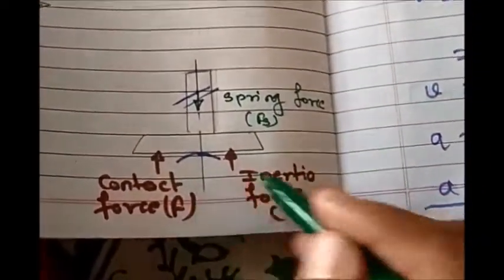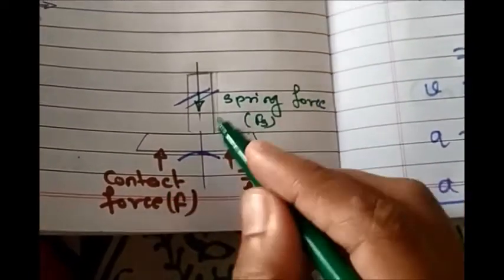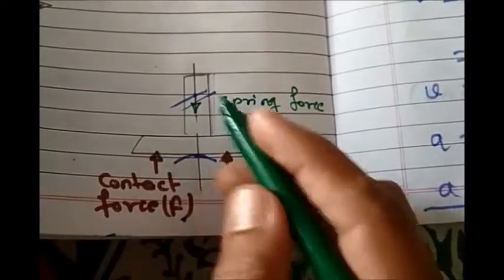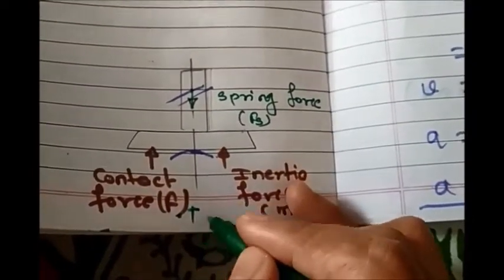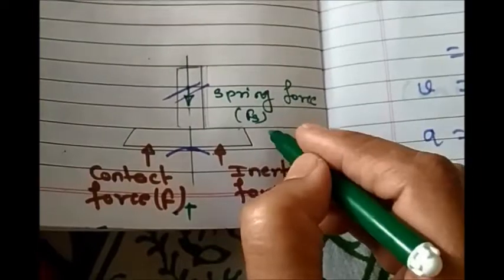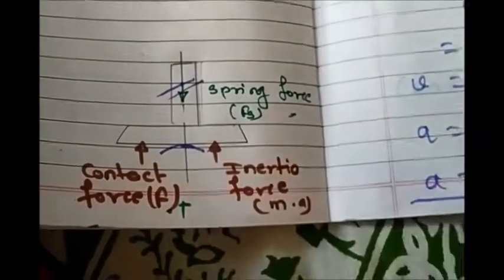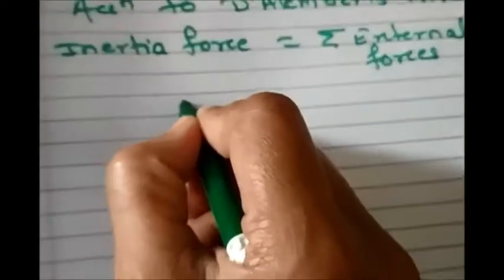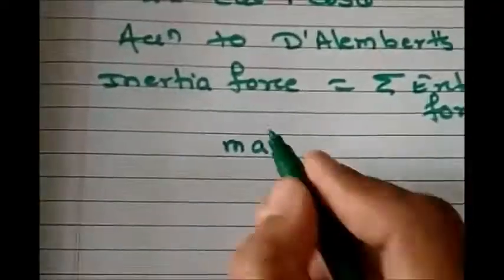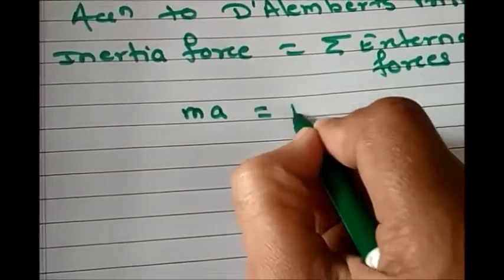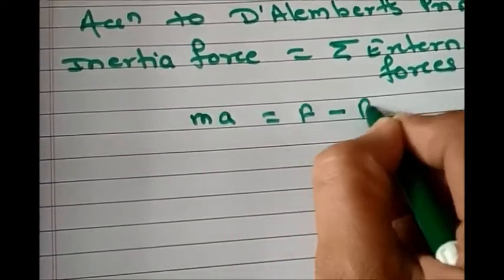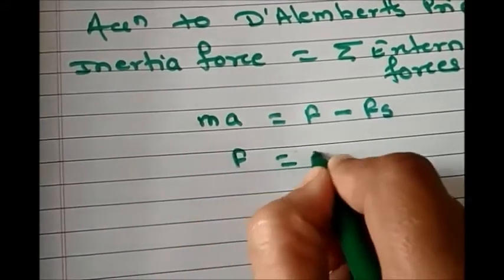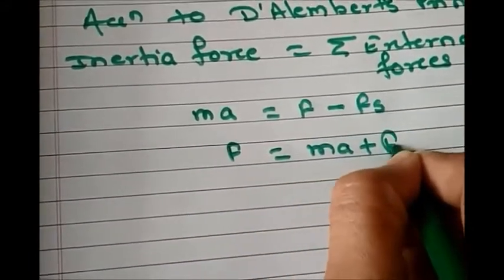So here we have the diagram. Inertia force is equal to external forces. Now we have the contact force and spring force. The contact force is in upward direction, so we take this as positive, and the spring force is in downward direction, so we take it as negative. So let's write down inertia force: ma is equal to the contact force F minus Fs, the spring force. Let's rearrange this: F is equal to ma plus Fs.